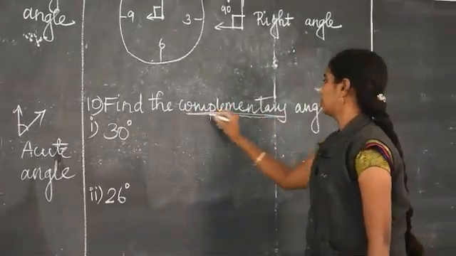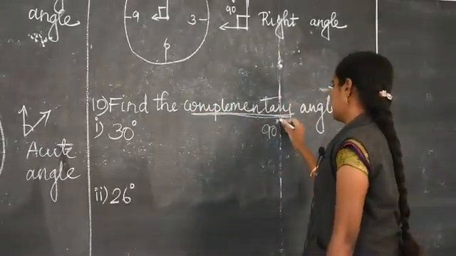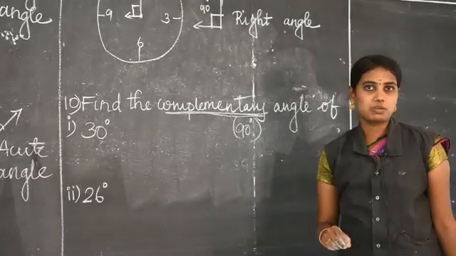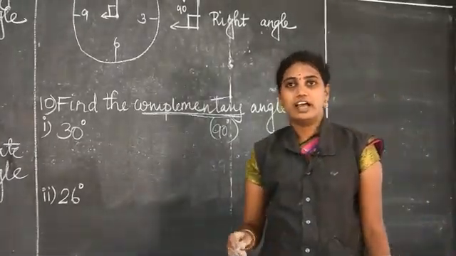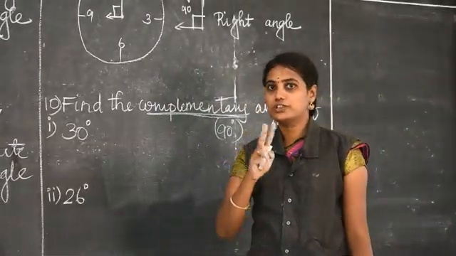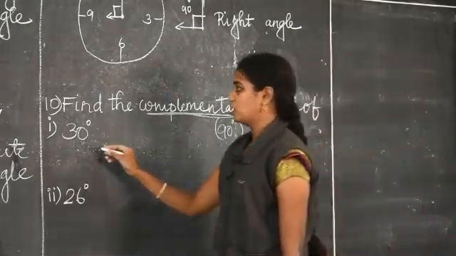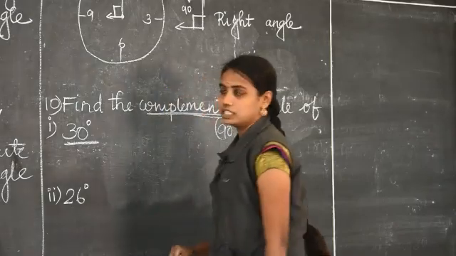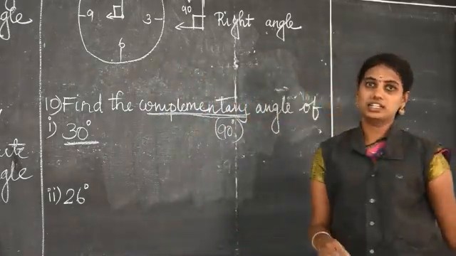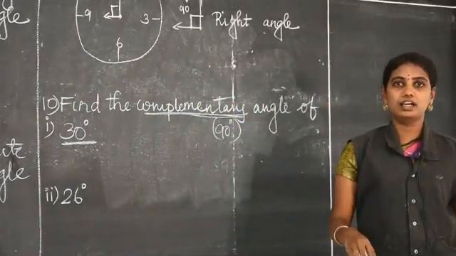Complementary means we know that it is 90 degrees. When you add two angles, if you get 90 degrees, that is complementary. Now one angle is given as 30 degrees, and we are going to find the other angle.